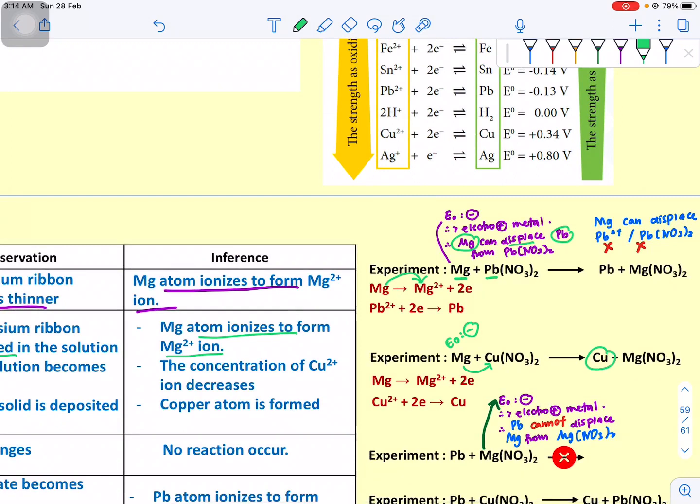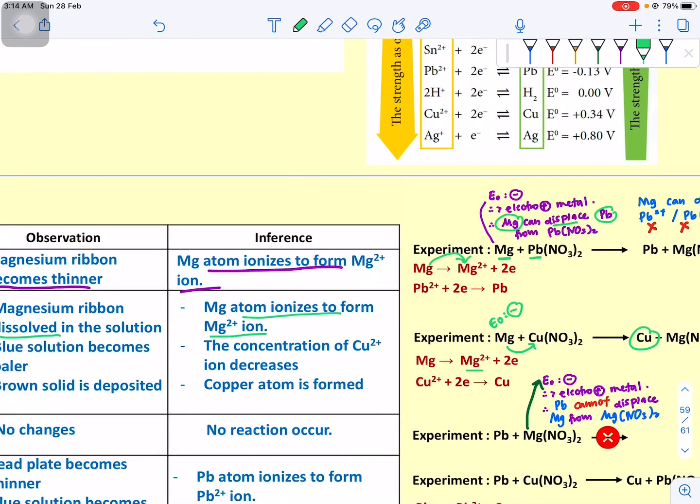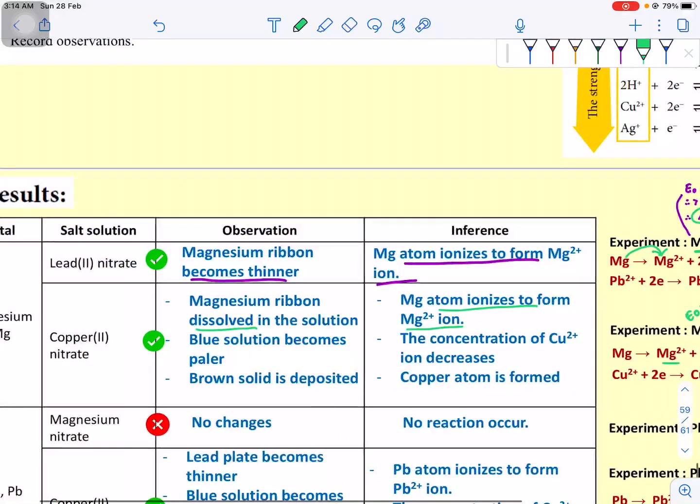So Cu keluar as Cu atom lah. So Mg masuk dalam tu. So bila Mg masuk, dia akan jadi Mg nitrate. So apakah Mg nitrate? Dalam magnesium ion. So dia pertukaran daripada atom menjadi ion. And then blue solution become paler.